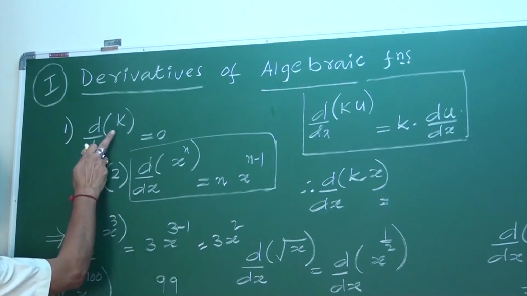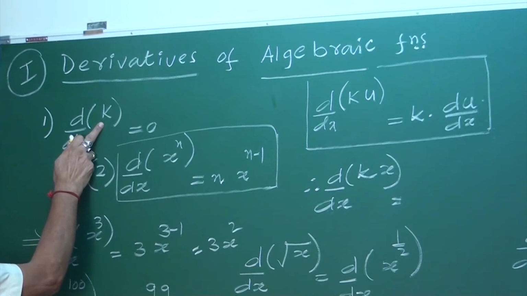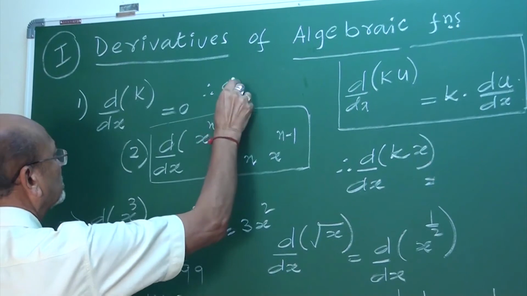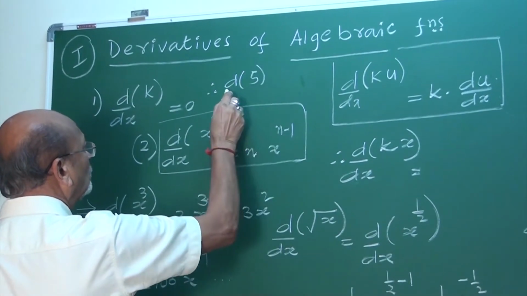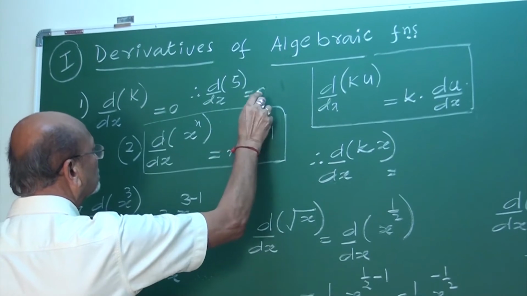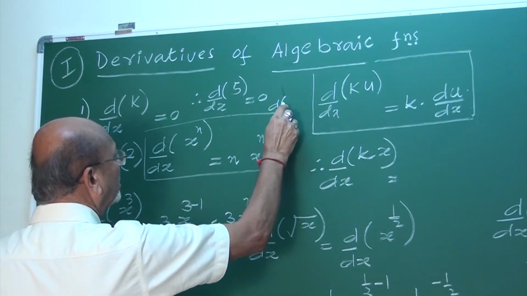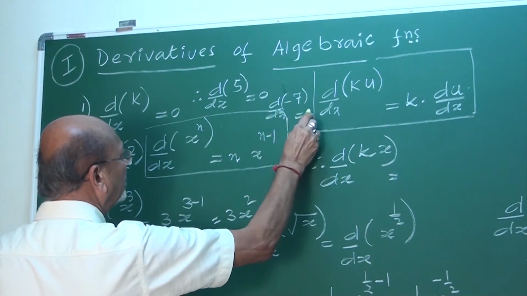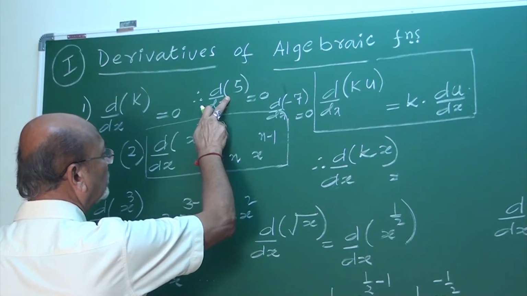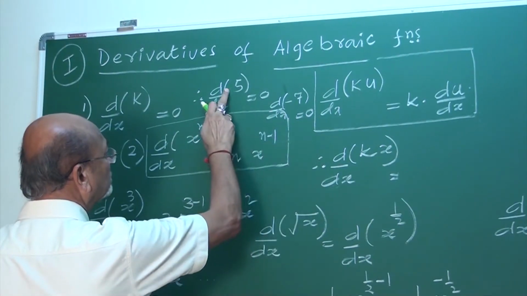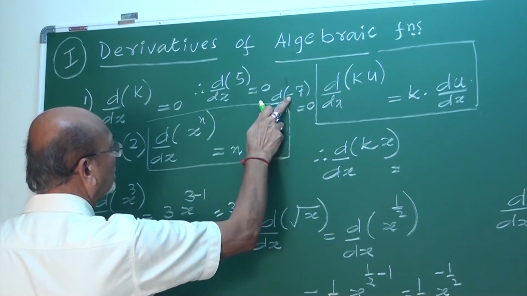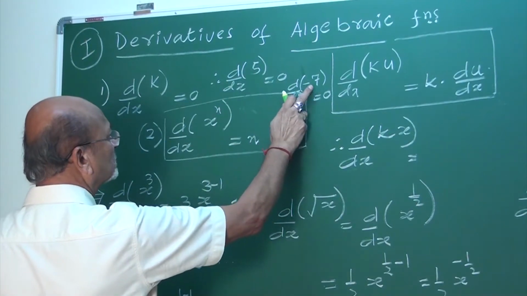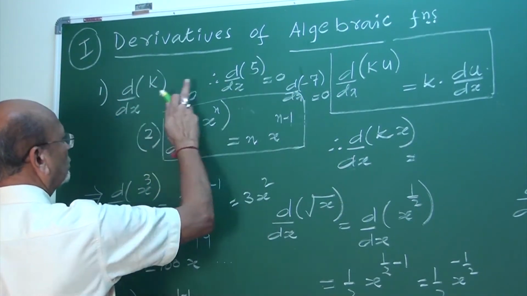What is k? K is any constant. Derivative of any constant is 0. Therefore, constant means, for example, derivative of 5 with respect to x, and derivative of minus 7 with respect to x. Minus 7 and plus 5, they are all zeros. Don't write plus when it is plus, minus when it is minus. These are nothing but the constants. So the derivative of any constant is 0. This is the first one.